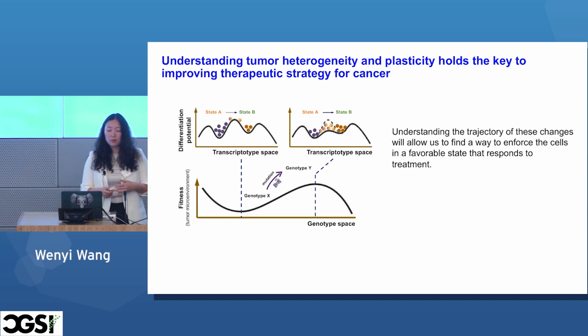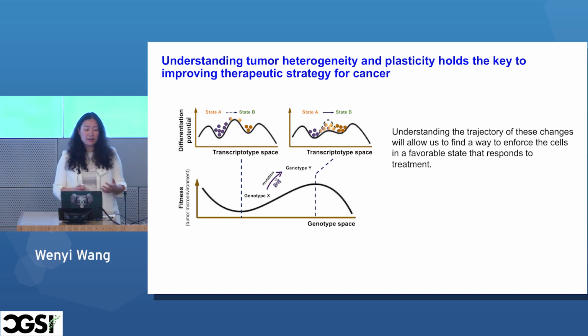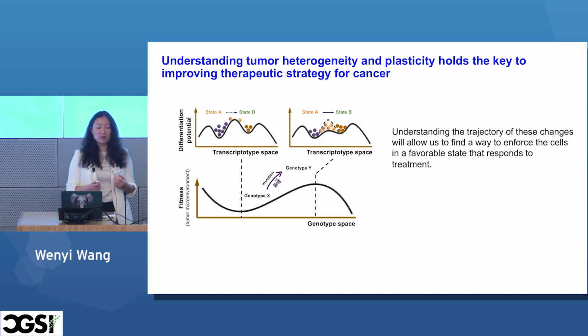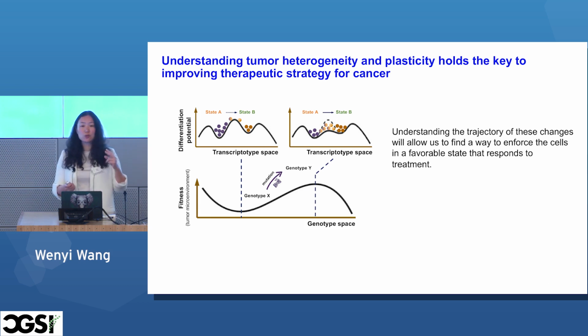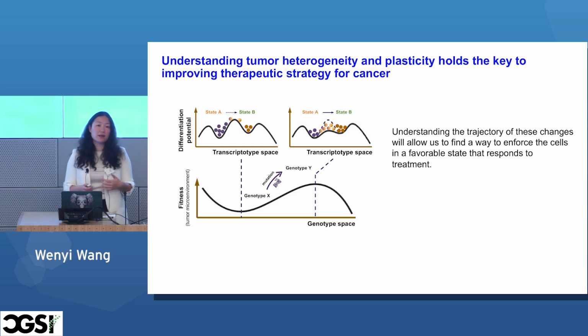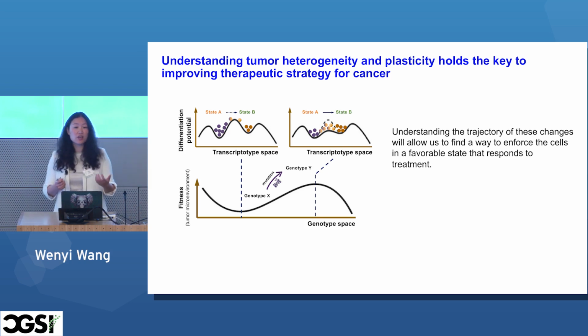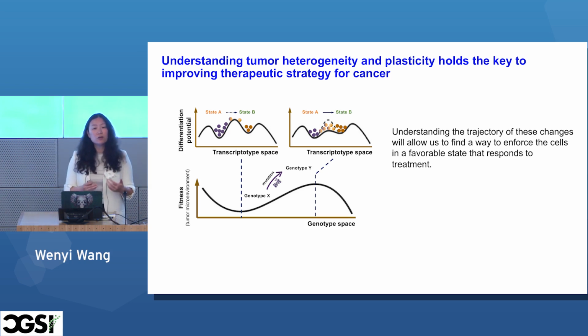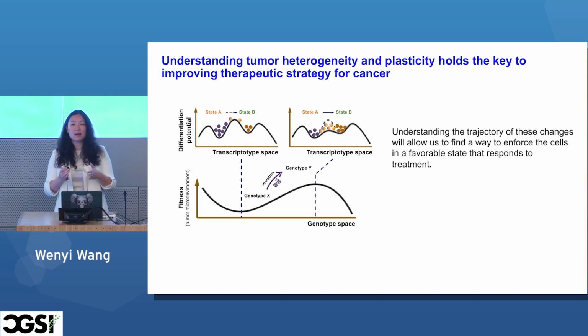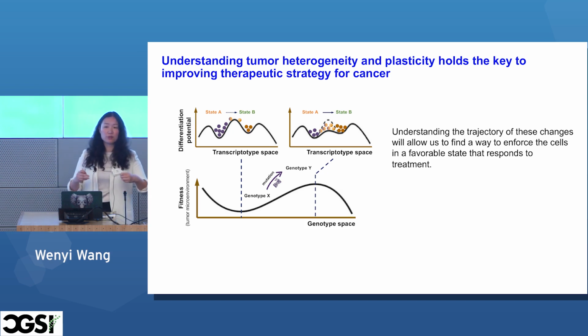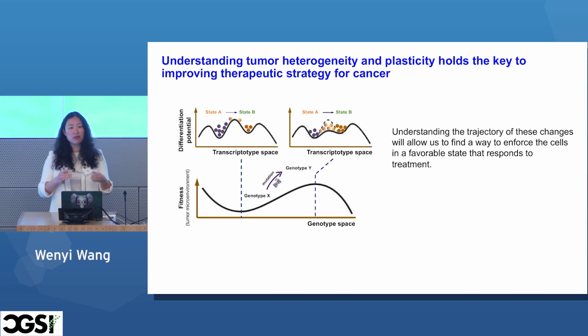Broadly across cancers, researchers nowadays are extremely interested in studying two spaces at once: the transcriptotype space, where multiple states of cancer cells exist, and the genotype space. So our hypothesis is that understanding the trajectory of these changes at the same time will hopefully allow us to identify a way to enforce the cancer cells to a favorable state that will respond to treatment.